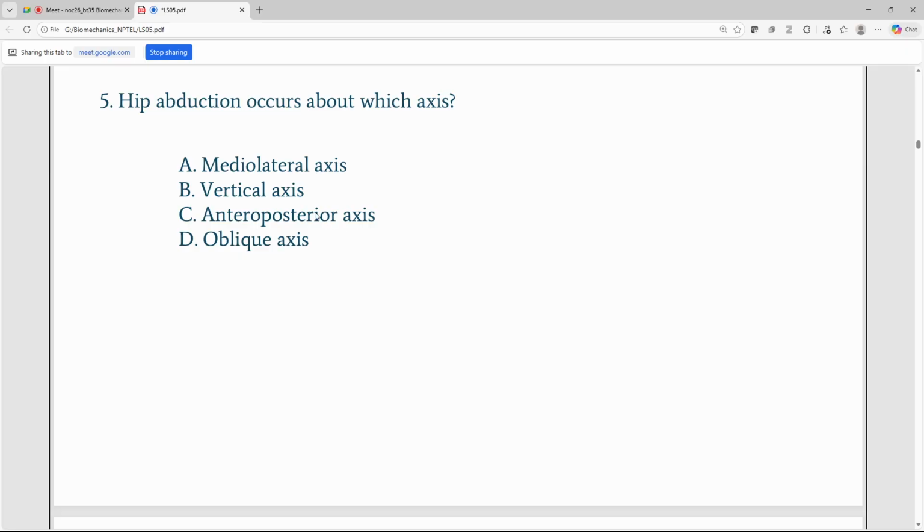Next question. Hip abduction occurs about which axis? Previous question was about plane. Here the question is about axis. Hip abduction occurs about which axis? Note that it is abduction, not flexion. Options are: A, mediolateral axis; B, vertical axis; C, anterior-posterior axis; D, oblique axis.